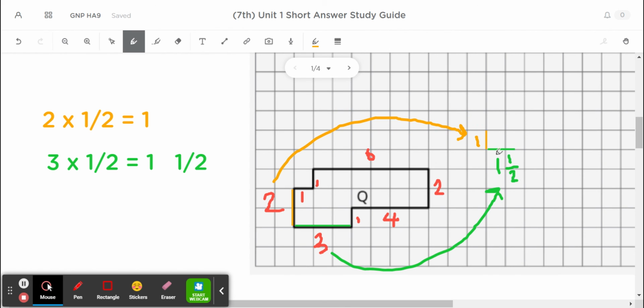You don't need to draw the arrows. I'm kind of just showing you the process. You need to do the rest of the side lengths. So you need to do this side, this side, this side, this side, and this side. And then you'll have a scale copy of the shape.